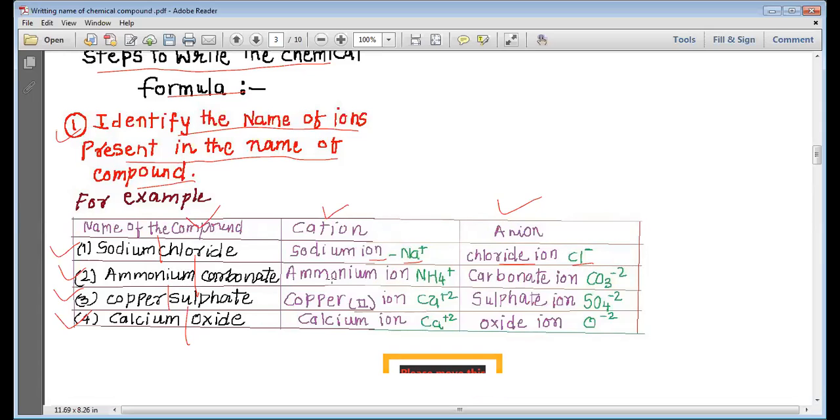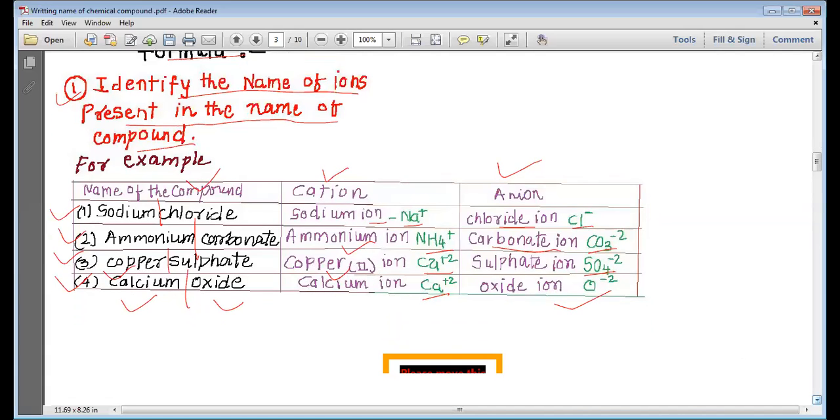For ammonium carbonate, the cation is ammonium ion NH4 plus, whereas the anion is carbonate ion CO3 minus 2. Same way, my dear students, for copper sulfate, the cation is copper 2 ion, that is Cu plus 2, and anion is sulfate ion, that is SO4 minus 2. For calcium oxide, the cation is Ca plus 2, whereas the anion is oxide ion O minus 2.